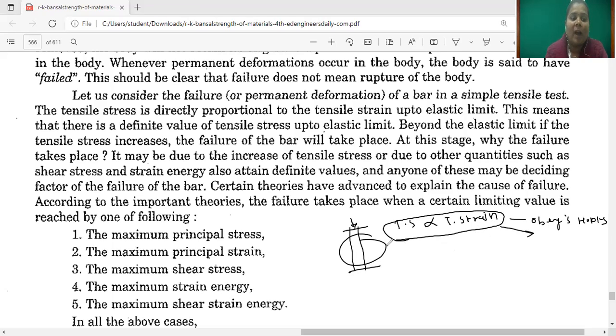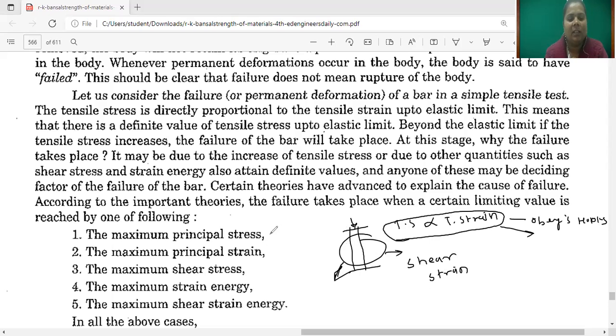Okay, and why does this failure take place? Now we have to see why this failure takes place. This failure may be due to an increase of tensile stress, and other different parameters such as shear stress and strain energy. Due to this, the bar may fail, and certain advanced theories are developed for finding out this failure.